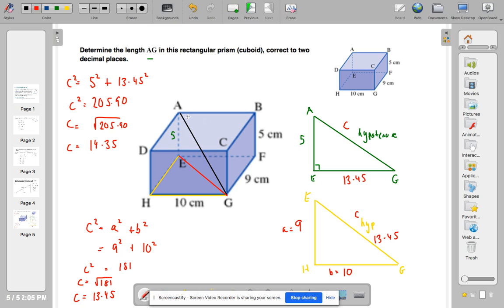So just repeating, to work out AG, we use the right angled triangle A to E to G, the green triangle. We've only got one length of that, which is 5. So we have to find out EG to find AG. The triangle at the bottom, the yellow and red triangle, enables us to find out EG because we've got 9 and 10. Once we've found out EG on the bottom triangle, we can use that to work out AG on the upper triangle here.